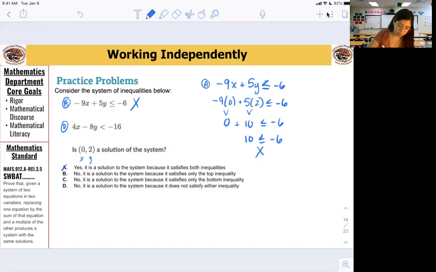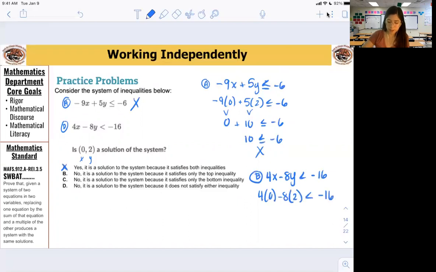So I know it's not A, but now I need to check the bottom one as well so that I can choose the correct answer. Same thing, 0 goes in for x, 2 goes in for y. 4 times 0 is 0, -8 times 2 is -16. Is -16 less than -16? No. If this was less than or equal to, it would work out. But since it's just less than, that is a false statement. -16 is not less than -16.